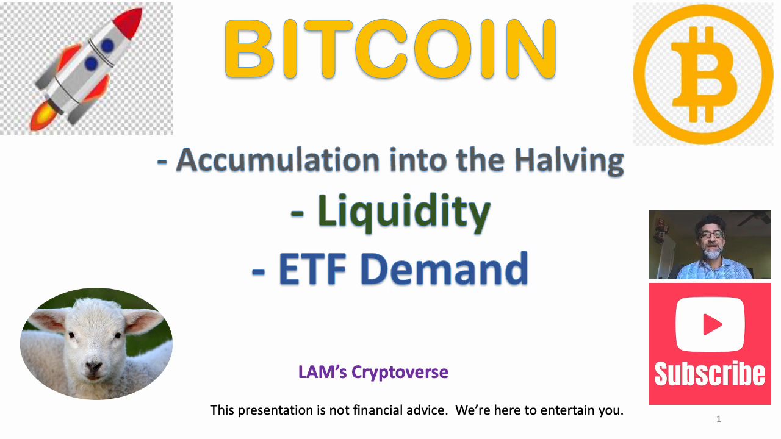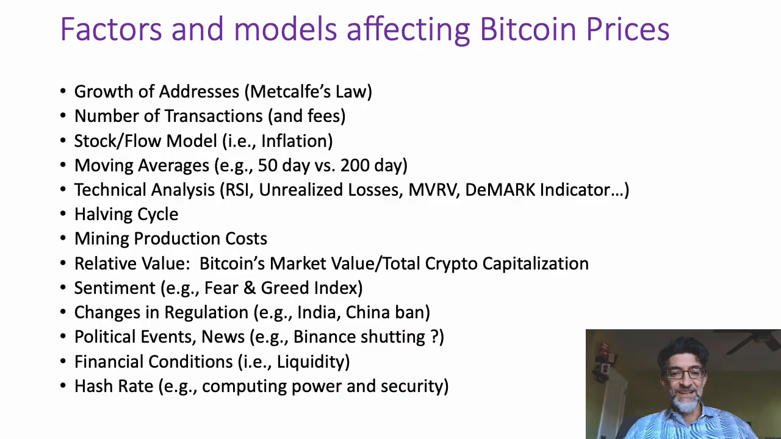The first one is accumulation trends. The second one is a halving event. And the third one is liquidity. And the fourth one is ETF demand. Okay, it's four. So let's get started.